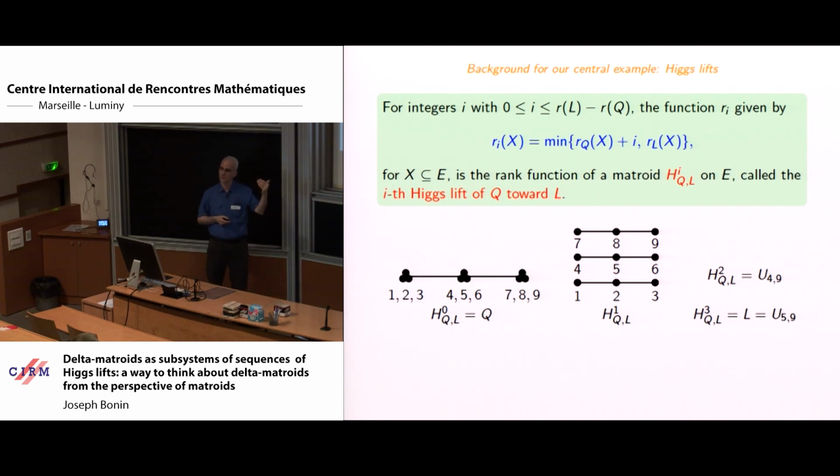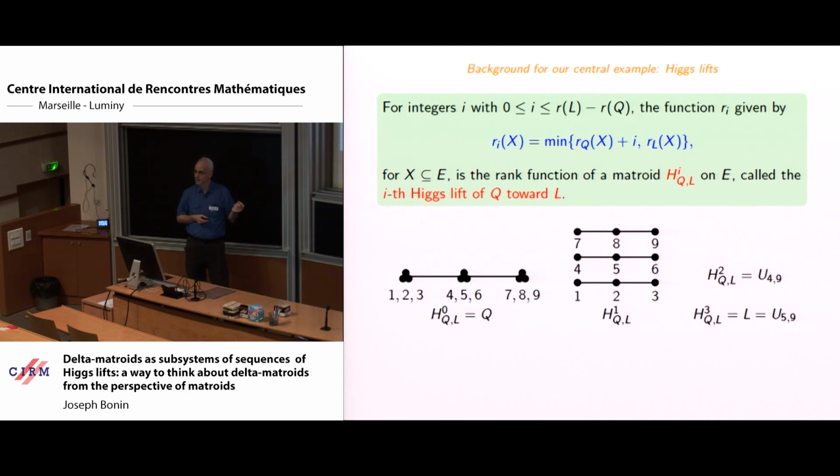The Higgs lift. Given this quotient-lift pair, you can define a new function. Pick an integer i between 0 and the difference in the ranks. Then for each subset X of the ground set, you take the minimum of the rank in the quotient of X plus i and the rank in the lift of X.